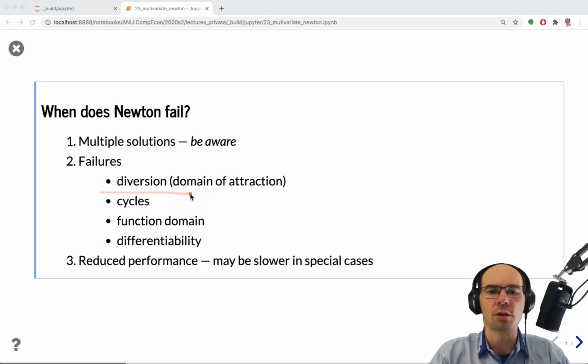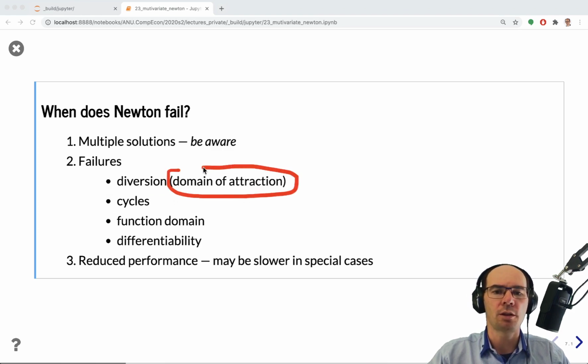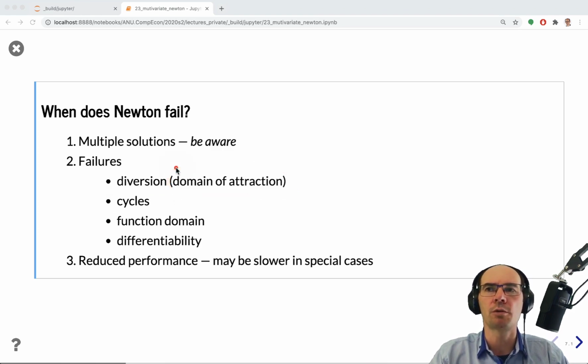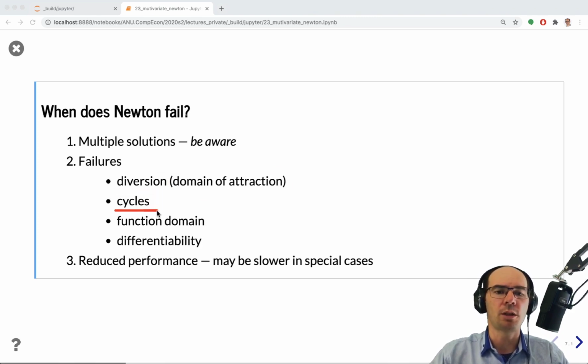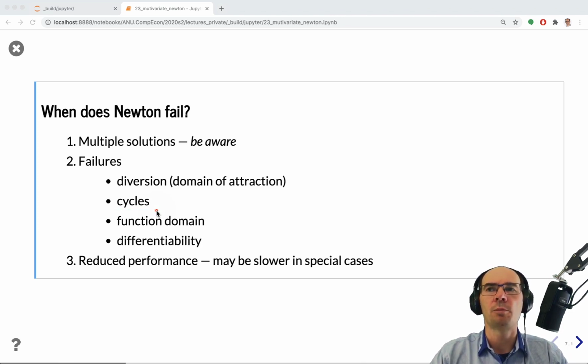Sometimes Newton diverges. And so there is something called a domain of attraction. These are all of the points in the domain of the function from which the Newton method would converge. That's by definition. So outside of domain of attraction, it either can diverge, go to infinity, or it may cycle. So cycles in Newton method are possible.